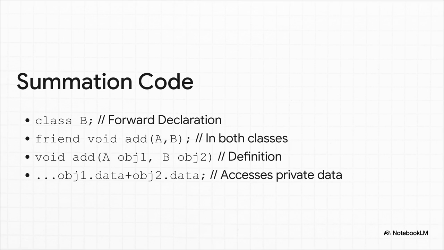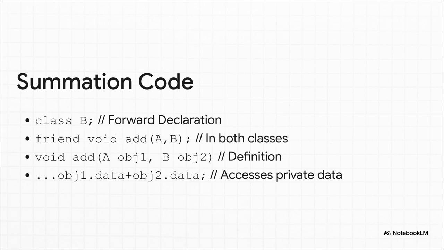Okay, let's break down the code. Right at the top, you see it: class B. That's our crucial forward declaration. Then, inside class A, we declare our friend void add(A, B), and we do the exact same thing inside class B. This is how we make the add function a trusted friend of both. Finally, we actually define the function itself.